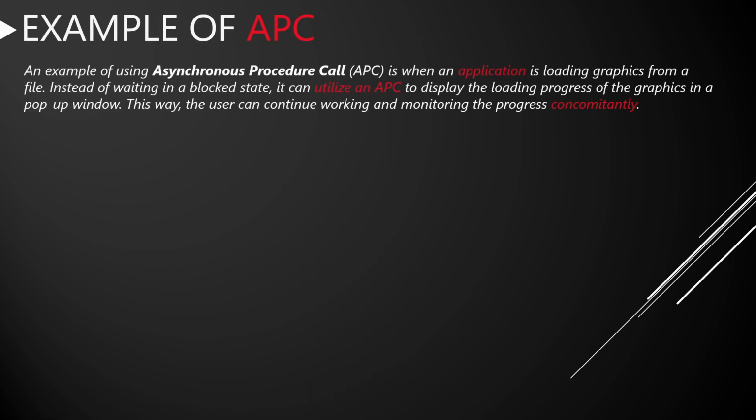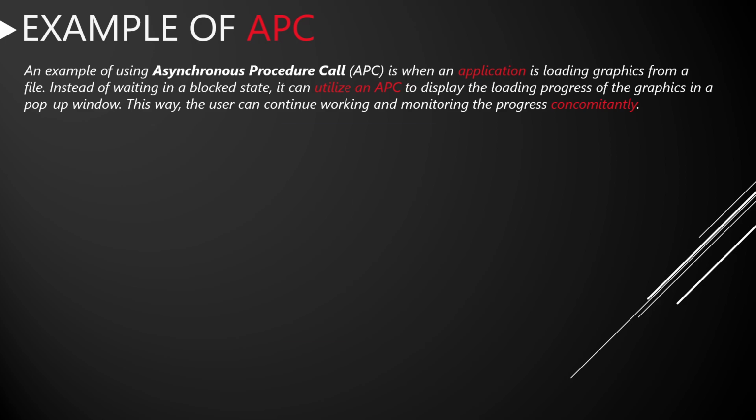An example of using asynchronous procedure call is when an application is loading graphics from a file. Instead of waiting in a blocked state, it can utilize an APC to display the loading progress of the graphics in a pop-up window. This way, the user can continue working and monitoring the progress concomitantly. Okay, so what that's saying here is when something is loading, a task that DPC will execute, at the same time it can utilize something to display to the user, the APC. Okay, and in that case, displaying the loading progress of the graphics in a pop-up window.